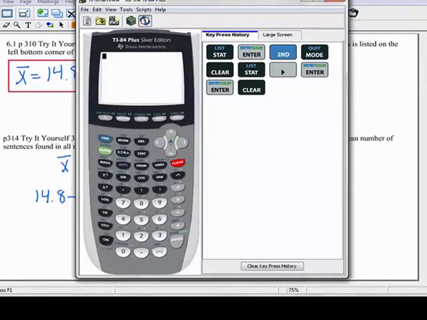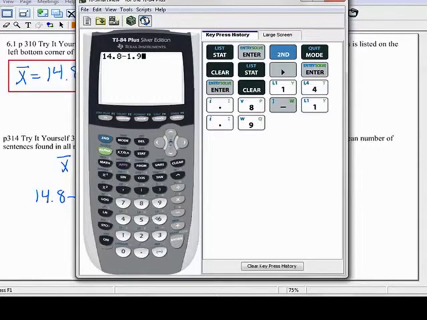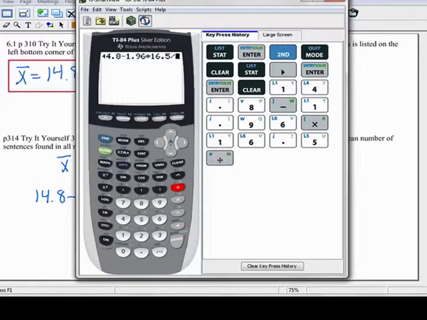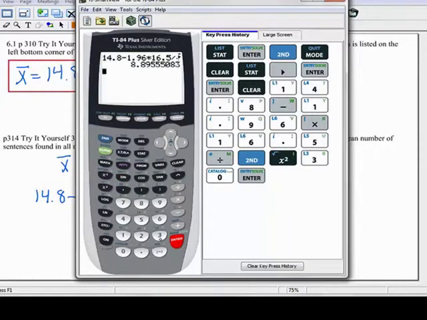So let's go back here, clear that out. And so we're going to type this formula into our calculator. We're just going to do the 14.8 minus 1.96 times our standard deviation of 16.5 divided by the square root, which is just second, the x squared, which is kitty corner to your 7 there, and our 30. And that's going to give us 8.895. We're just going to go with one decimal place, so that's just going to be 8.9.